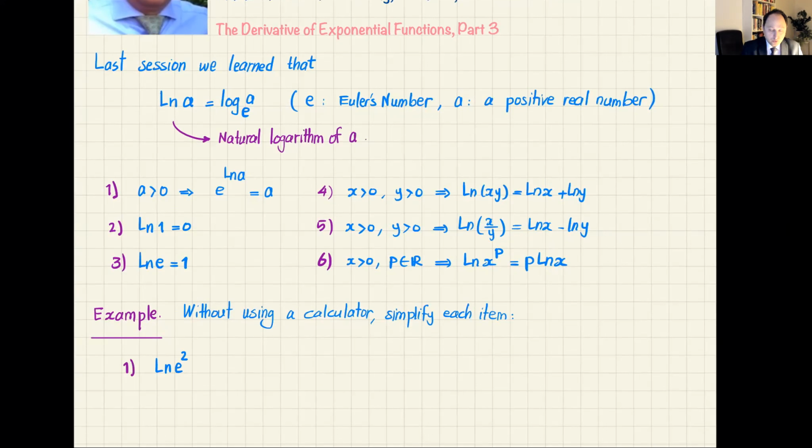So ln of e squared. I will change to green. Green is the solution. I can immediately use the last property. I have a power here, an exponent, and this exponent goes here. So this becomes 2 ln of e. But what is ln of e? This is the third property. So ln of e is just 1. So this becomes 2 times 1, and the answer is simply 2. Yes?